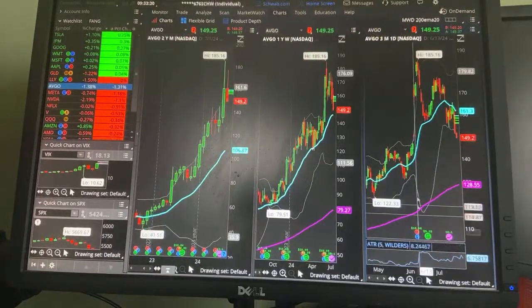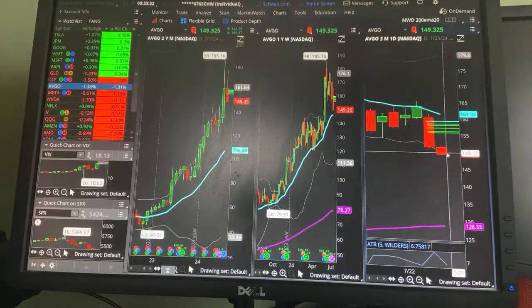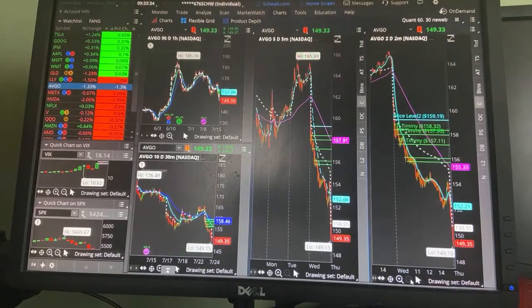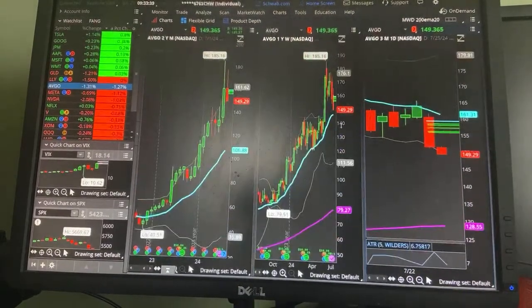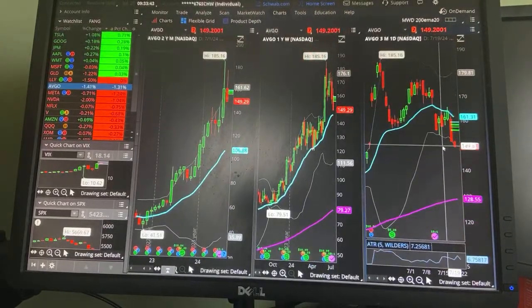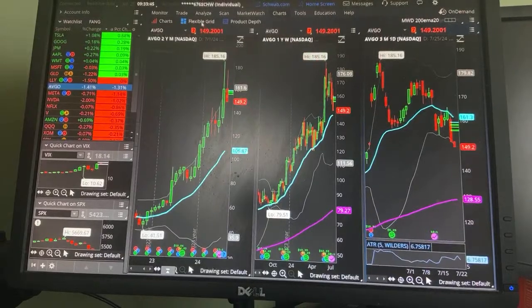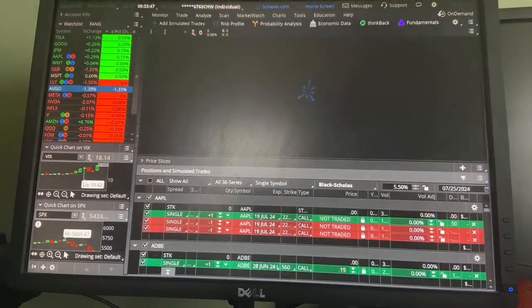AVGO, we took a short on this yesterday. AVGO is a continuation drop and negative COG off open. AVGO puts look good here. So I want to make sure we're not getting down too close. We got some room to go down on the weeklies, so this looks decent here. We got a kind of gappy fill here, but AVGO long put, bearish.